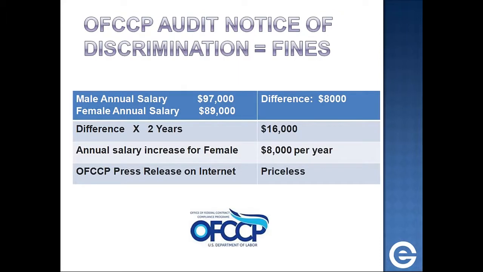This particular slide shows you what a fine would look like. So let's say that the male annual salary in a particular job is $97,000 at the base. The female salary is $89,000. The difference is $8,000. If they decide that this is a result of discrimination for one reason or another, they take the difference in pay times 2 years, which would be $16,000 in this case, and then the female would get an annual pay increase of $8,000.